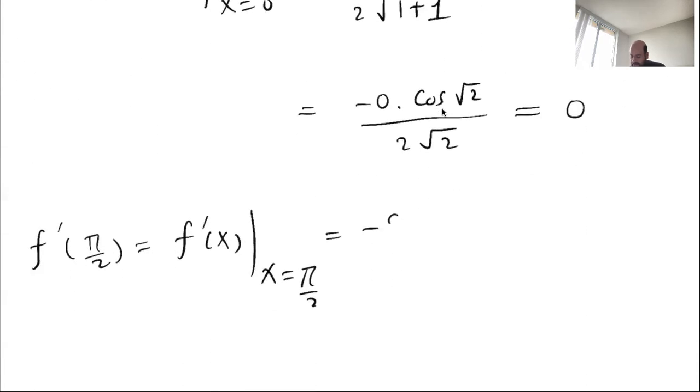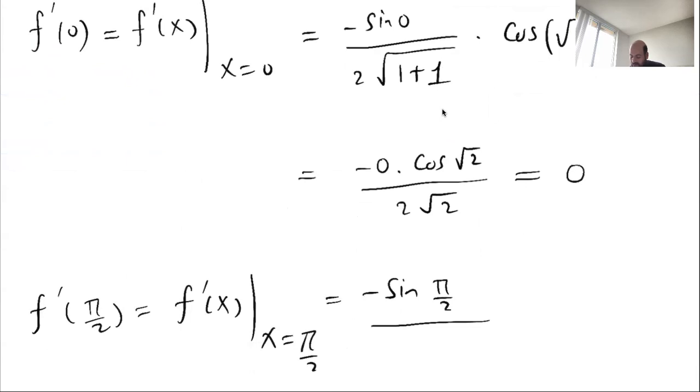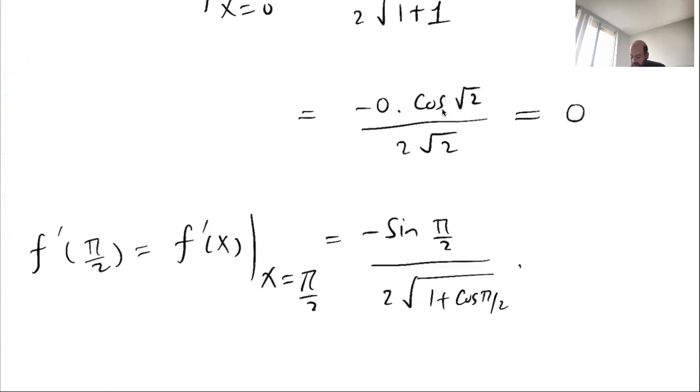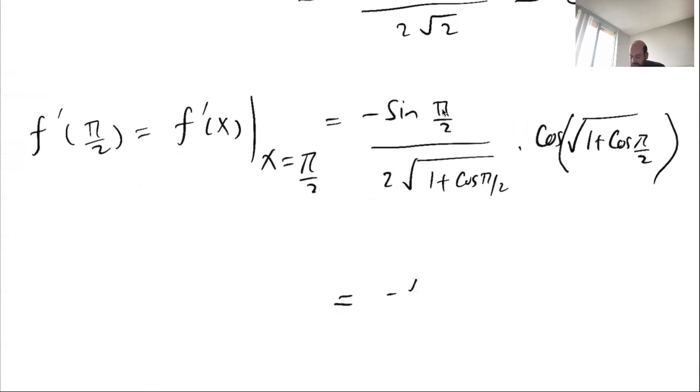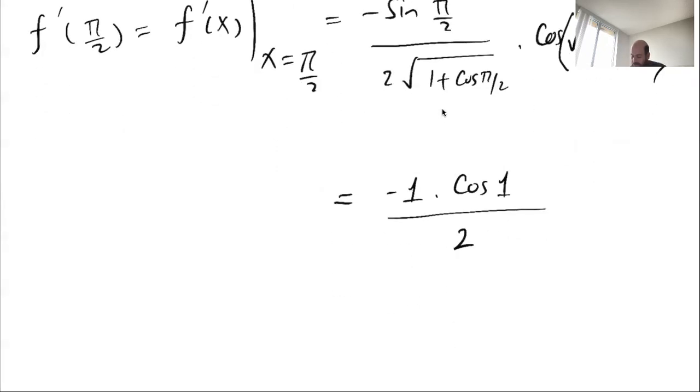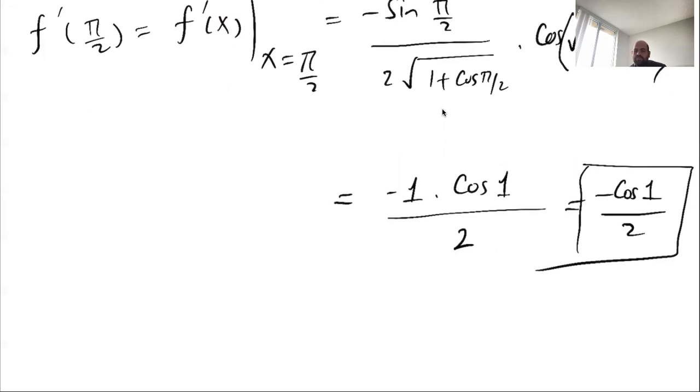Then the answer is minus sine pi half divided by 2 root 1 plus cos pi half times cos root 1 plus cos pi half. Then the answer is minus 1 times cos 1 divided by 2, which is minus cos 1 divided by 2. So minus cos 1, how much is the value of cos 1?